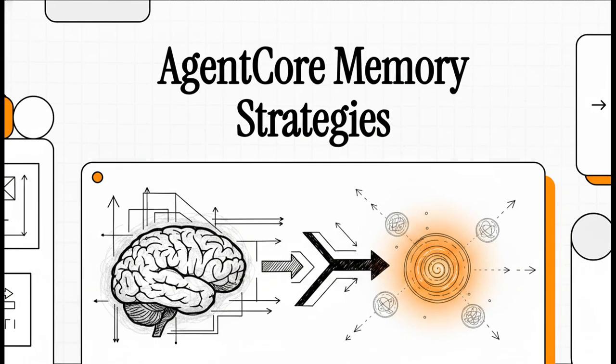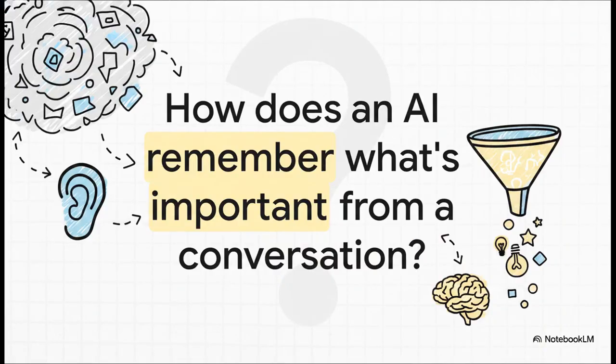So, how do you give an AI a memory? And I don't just mean a chat log. I mean a real, persistent, intelligent memory that lets it actually learn and recall things. Well, today we're going to dig into the architectural blueprint for exactly that by taking a close look at AgentCore's memory strategies.